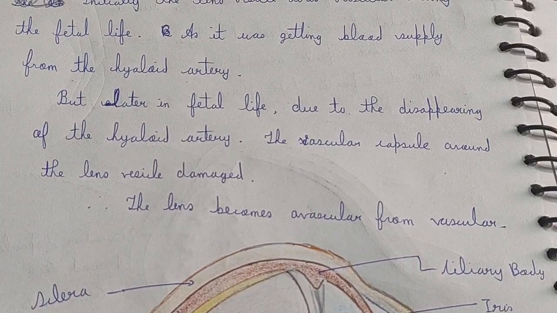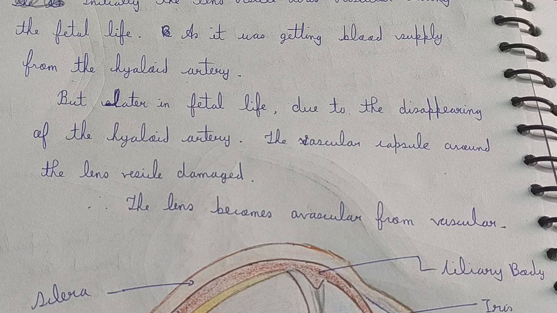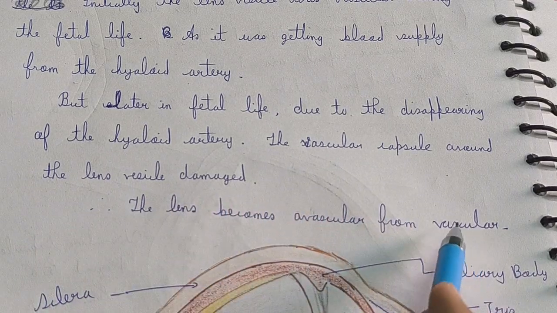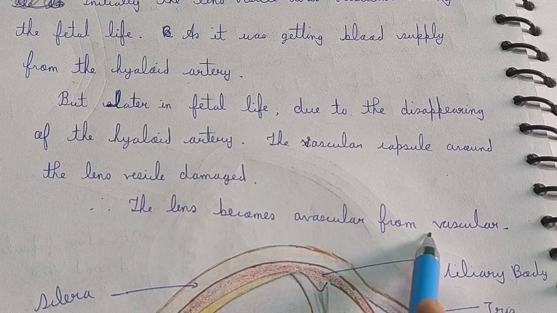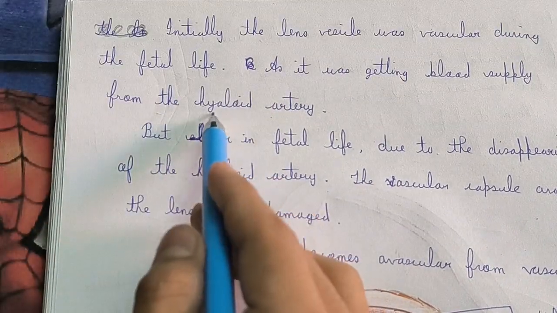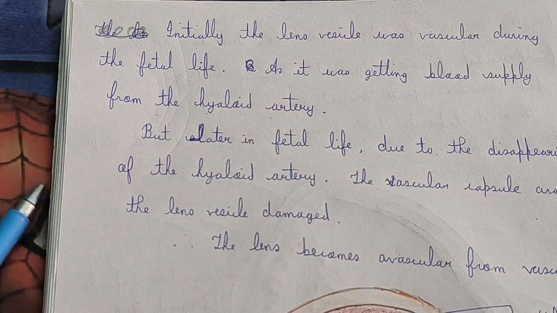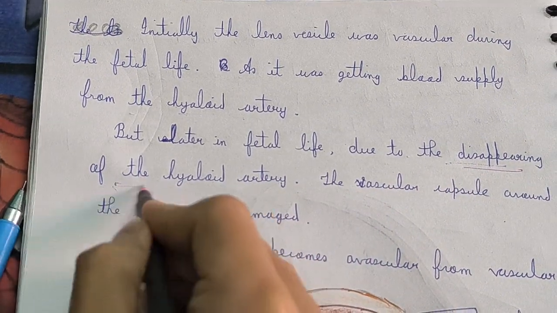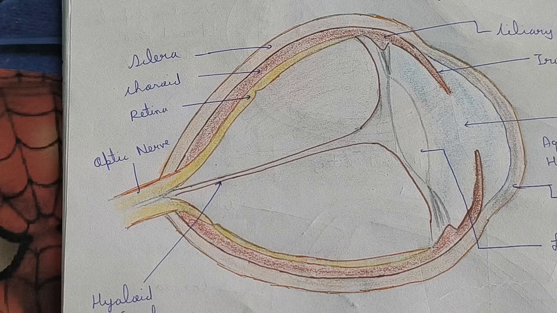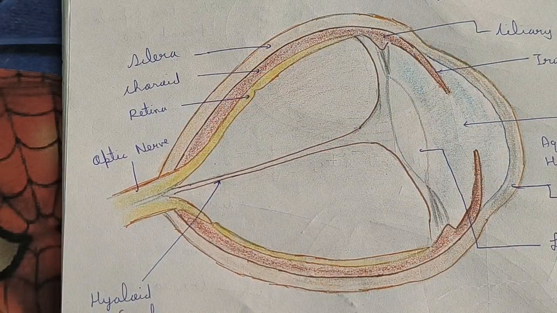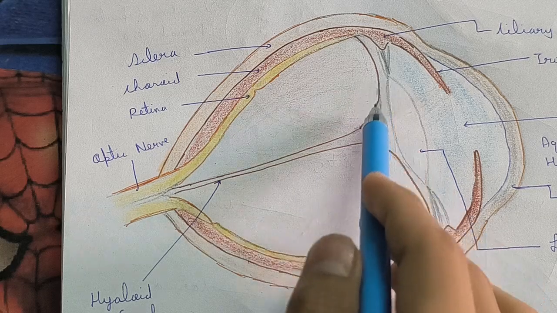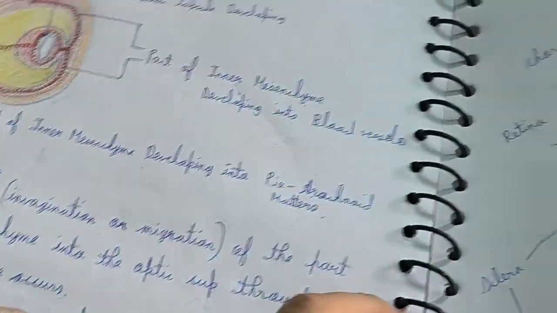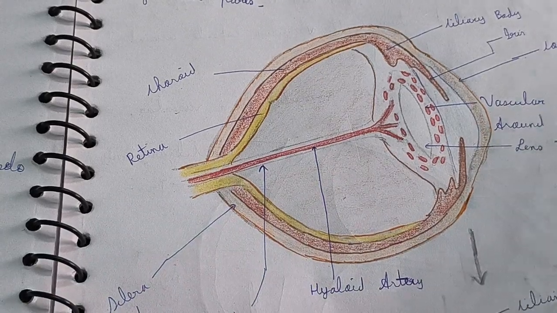And if you study today's human eye, in adult you can notice that this lens is avascular, not vascular. This is the reason how the lens becomes avascular from vascular: because of the disappearance of the hyaloid artery, which is the main reason. So this is the human eye of the adult. In adult this lens is avascular, but initially in fetal life it was vascular. So this is the reason.